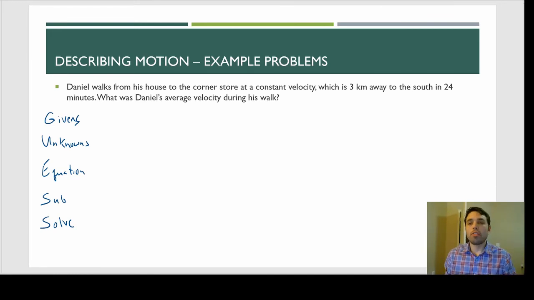Okay, first thing is givens. What does the problem give us? What do we know for sure? What is given to us? All right, let's read the problem. Daniel walks from his house to the corner store at a constant velocity, which is 3 kilometers away to the south in 24 minutes. What was Daniel's average velocity during his walk?